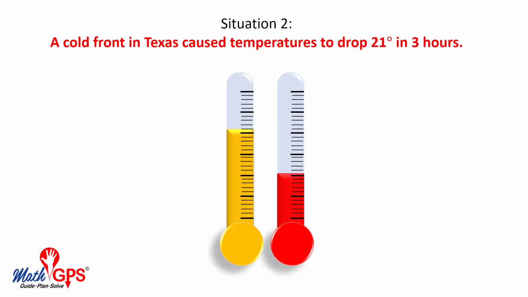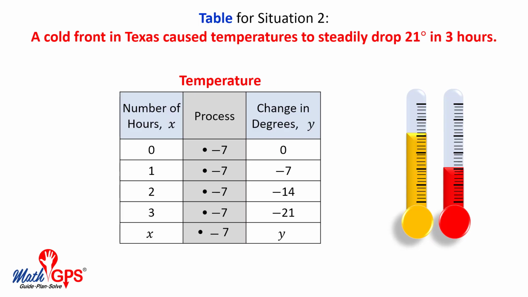Situation 2. A cold front in Texas caused temperatures to drop 21 degrees in 3 hours. We'll create a table based on this one statement, but we have to calculate a unit rate before we can begin. If we divide 21 degrees by 3, we find that the unit rate or rate of change is a drop of 7 degrees per hour. So our slope is going to be -7, indicating a drop of 7 degrees each hour. We'll use the number of hours, 0, 1, 2, 3, multiply by -7 to calculate the change in degrees y.